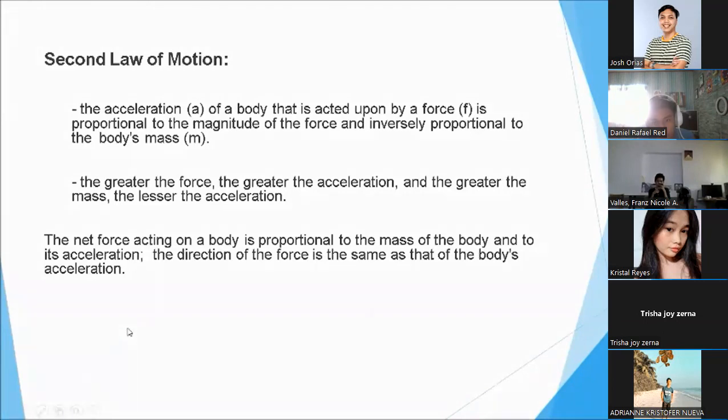So, as far as net force is concerned, the greater the net force, the greater the acceleration. And of course, because of a greater mass, you need greater net force to accelerate it. So the relationship could be expressed this way: the net force is equal to the mass times the acceleration. In symbol, we have F equals M times A, where F is the net force, M is the mass, and A the acceleration.